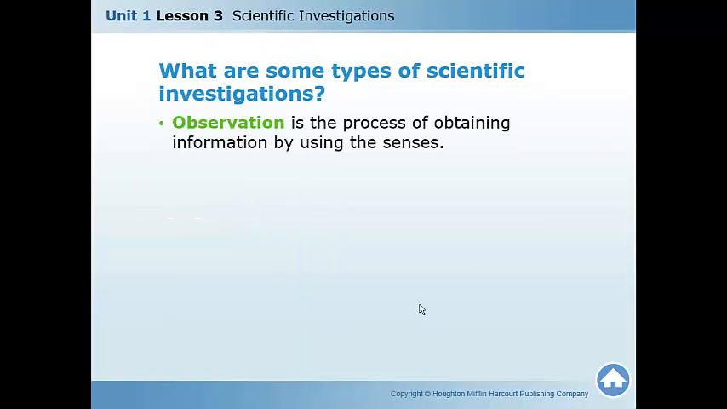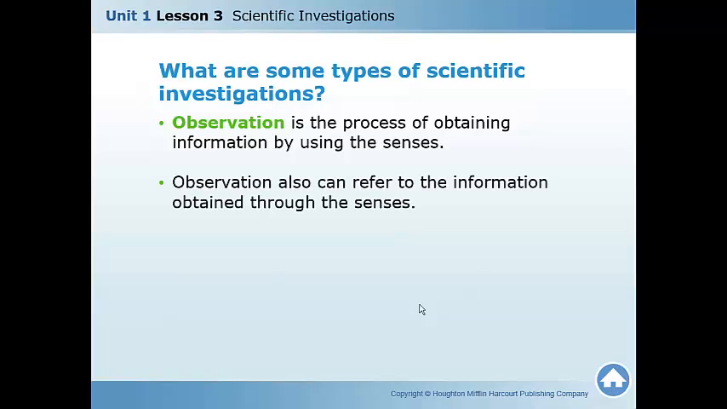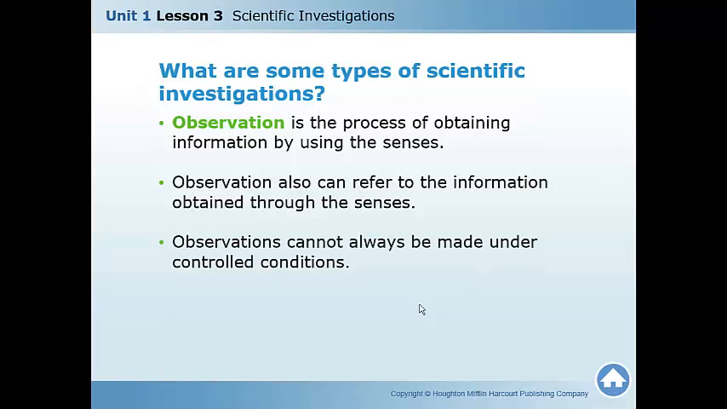Other investigation types, remember we have observation as the other type along with experimentation. Observation is the process of obtaining information by using your senses. We've been talking about this since the start of the year. Your senses help you to make observations. Observation can also refer to the information obtained through your senses. Observations cannot always be made under controlled conditions. You may just make an observation walking down the hallway. You observe that one of the light bulbs are out.